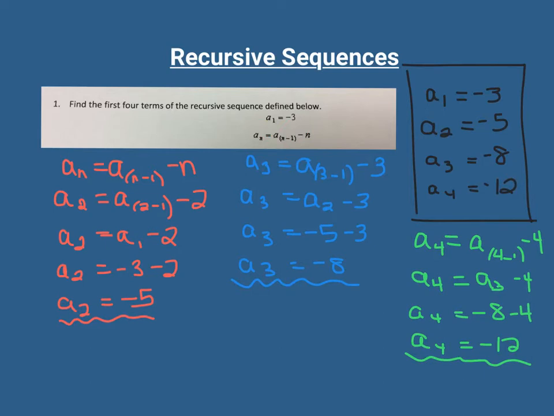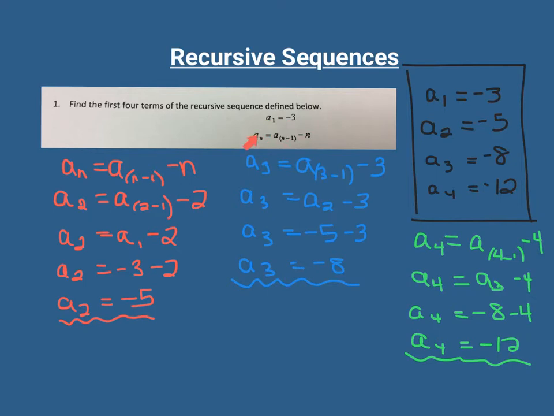Okay, if you look over here, you'll see there's a pattern, right? It's going down by 2. It's going down by 3. It's going down by 4. It's going down by the number of the term that you're on. So if you wanted to find a sub 5, it'd be taking the previous term and subtracting 5. So a sub 5 would be negative 17. And that's what this rule says.